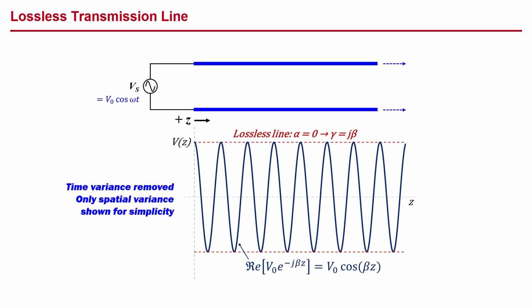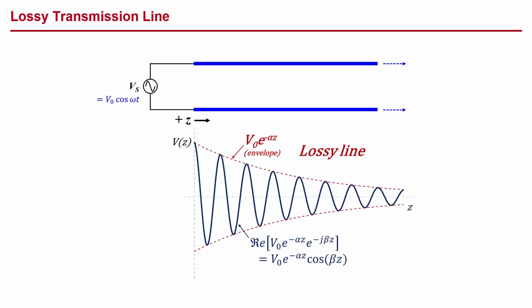For a lossless line with an attenuation constant alpha equal to 0, the peak amplitude of the signal stays constant as it propagates down the line. For a lossy transmission line with non-zero attenuation constant, the peak amplitude will be attenuated inside an envelope defined by V0 times e to the minus alpha z. This is precisely what is meant by a lossy transmission line, that the signal amplitude decreases as the wave propagates down the line.